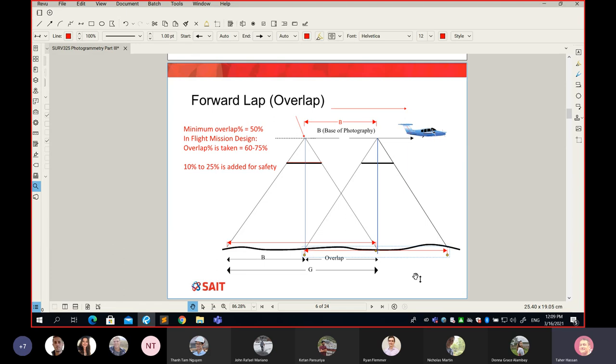Now I'm asking you, where is the overlap? You can see the overlap is simply labeled on my sketch as this number. So anything that shows on the first image and the second image is called the overlap area, okay? Now let me ask you a question. If I have any feature here, according to what you see on my screen, can I find XYZ for this point?